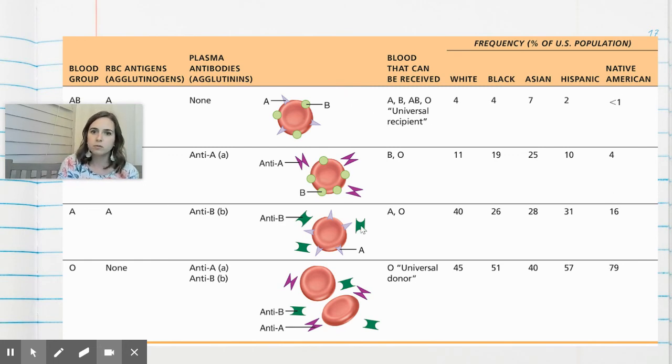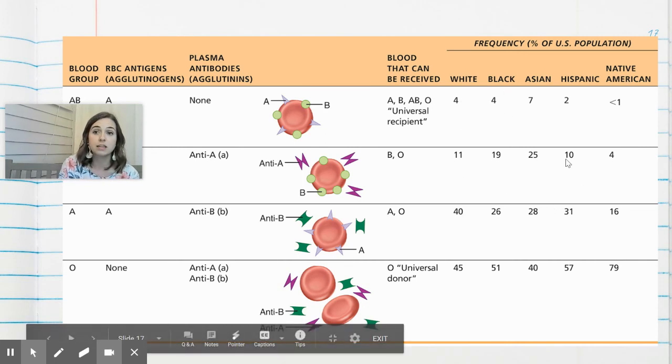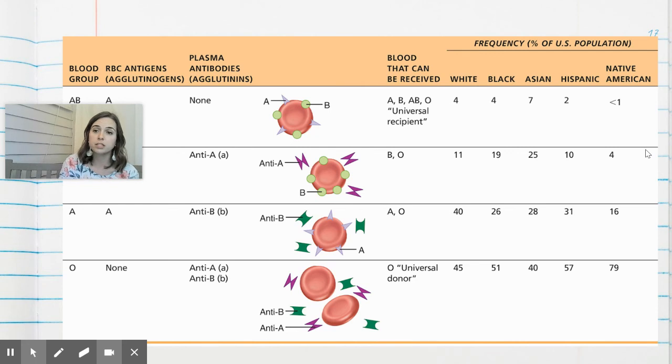This shows the same information we've already gone over, but I do like this. It says frequency of each blood type in the US population. And depending on your ethnicity, it also varies as well. In general, though, O is the most common, then A, then we have B, and then AB is the rarest. So if you have B or AB blood, you're a rare bird.